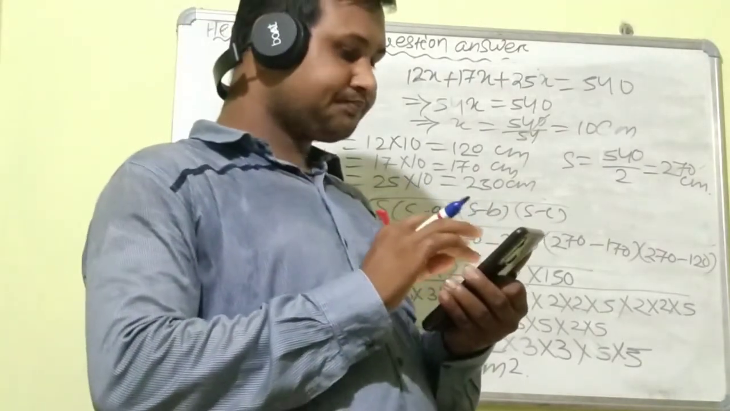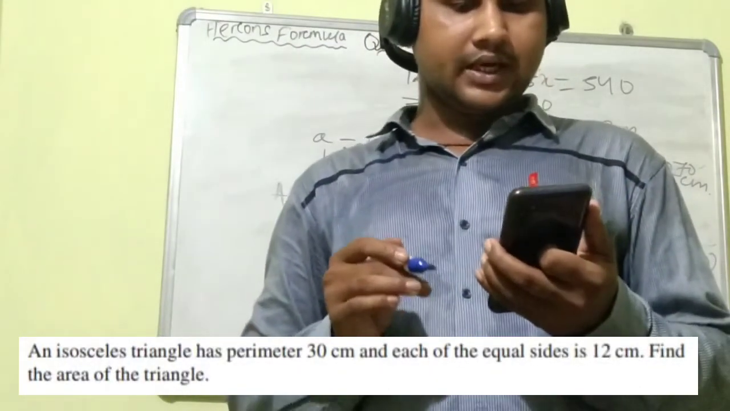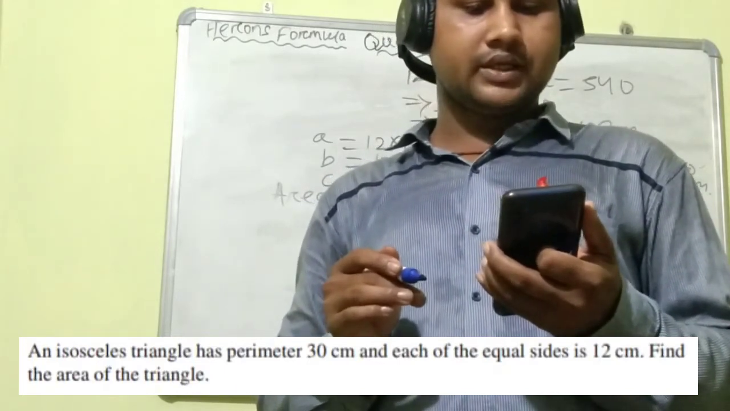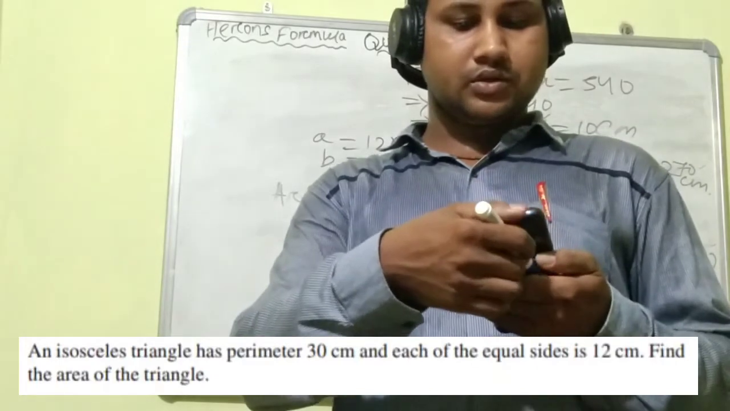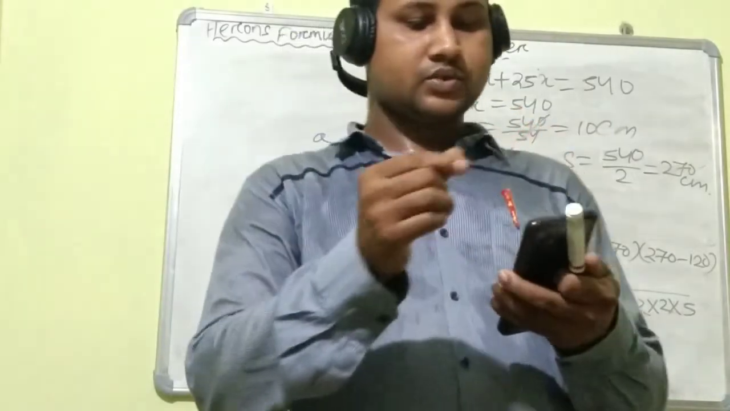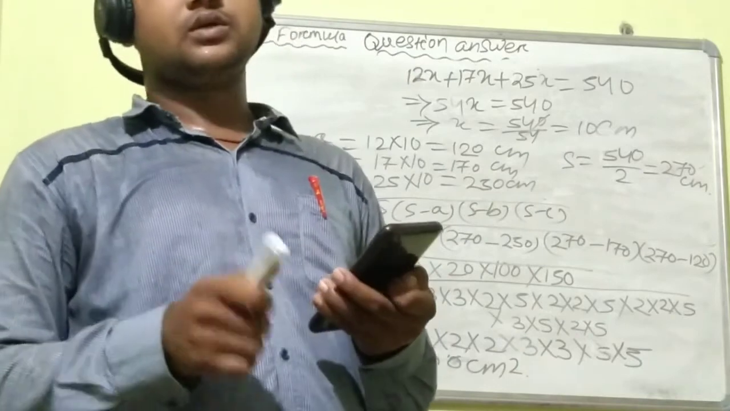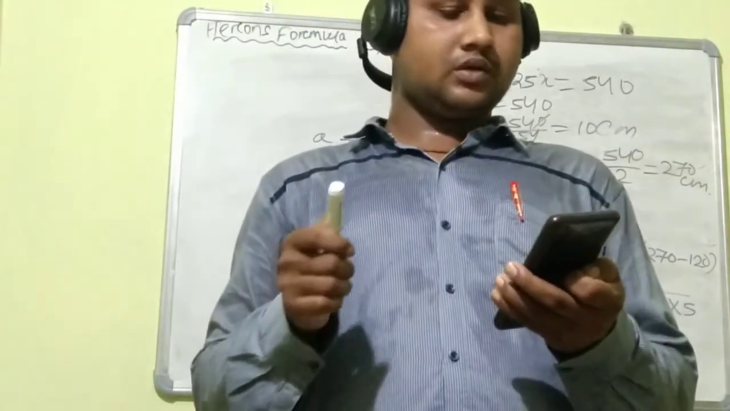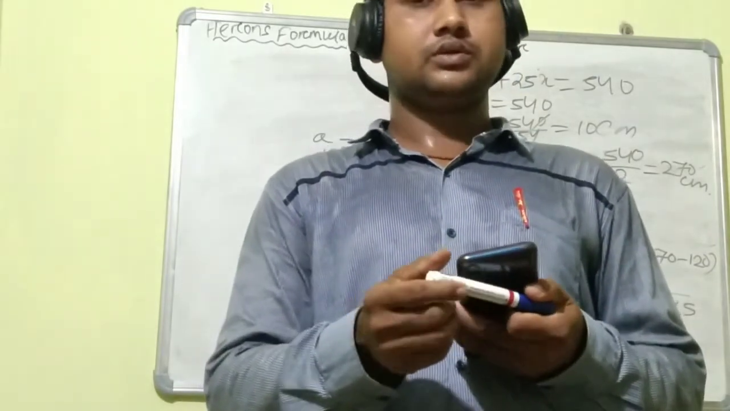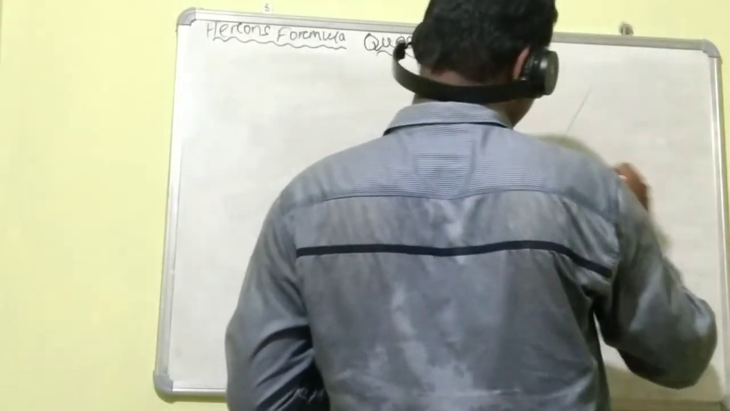Next question is, an isosceles triangle has perimeter 30 cm and each of the equal sides is given 12 cm. Then find out the area of the triangle. So here also equal sides means 2 sides, 12 plus 12, which is subtracted from the perimeter value to get the base of the isosceles triangle. Then we will simplify to find out the area. We will represent it in a pictorial form.